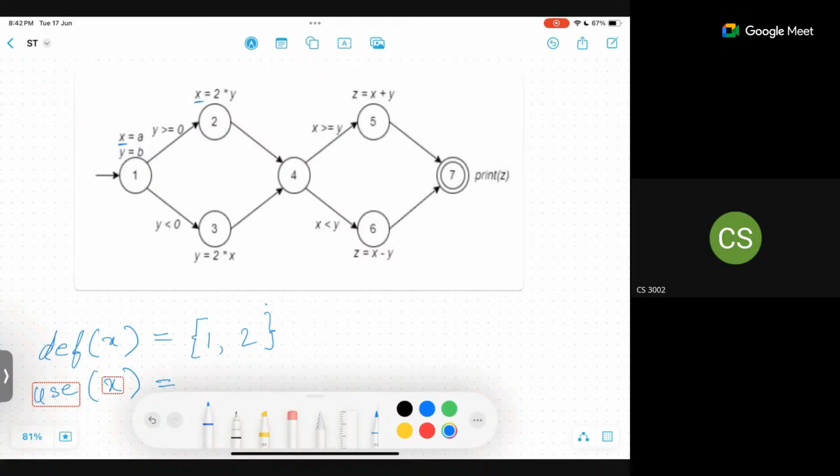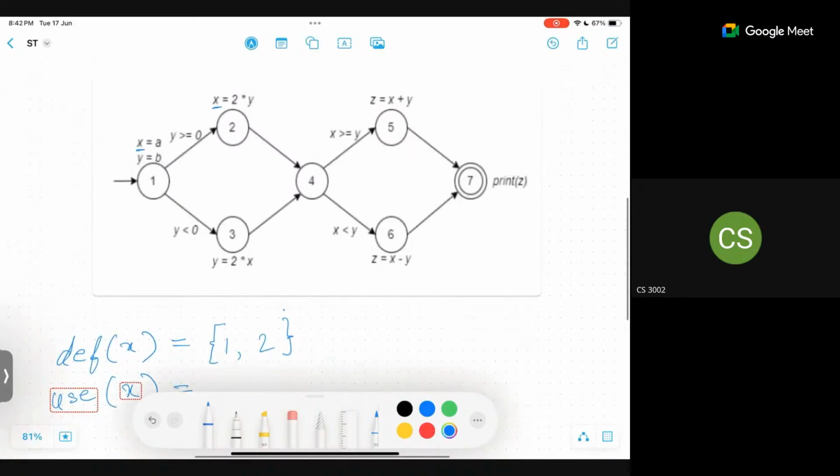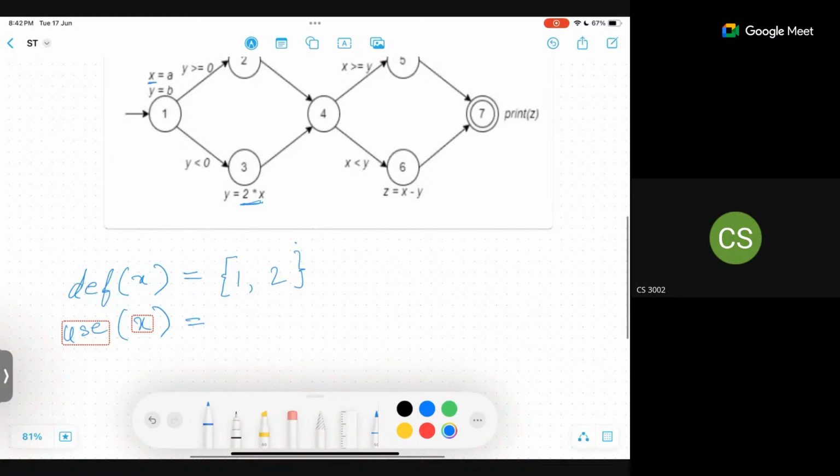Whatever happens involving that variable, you consider it a use. Okay, so then for x, 2 is a definition, 3 is a use for x, right? Because if you see here, y is equal to 2 into x. That's a definition for y, but x is involved there in the computation. So that's a computation use, C use.